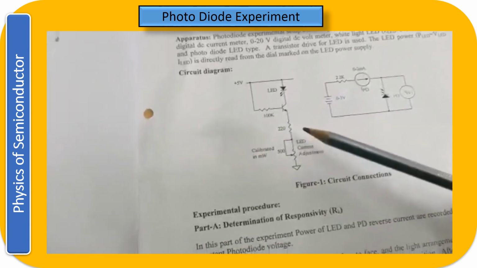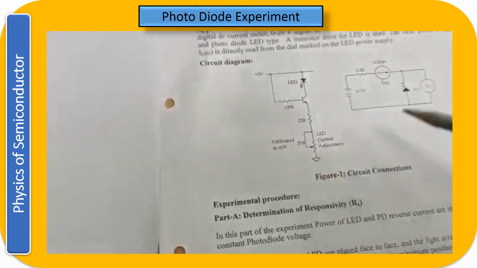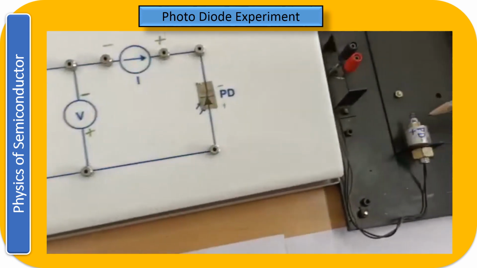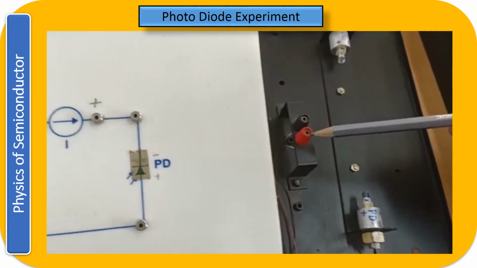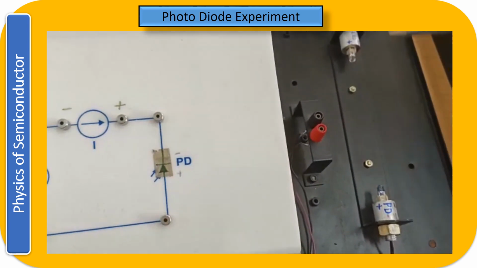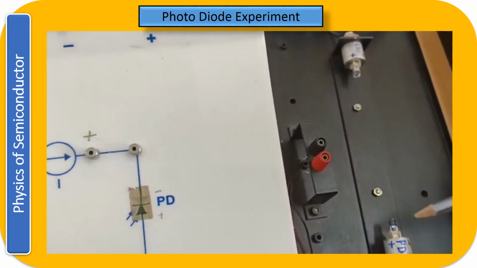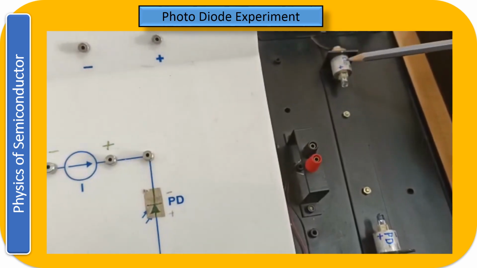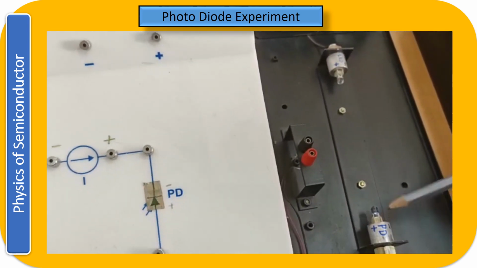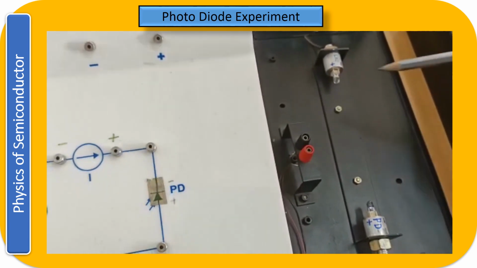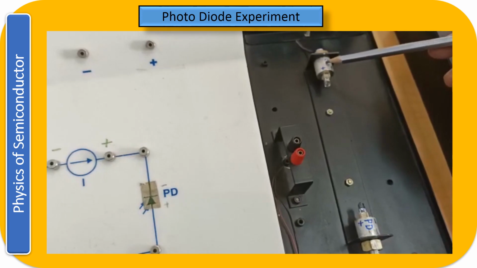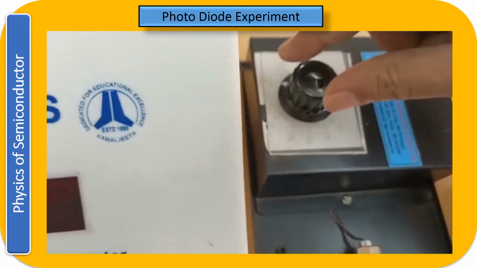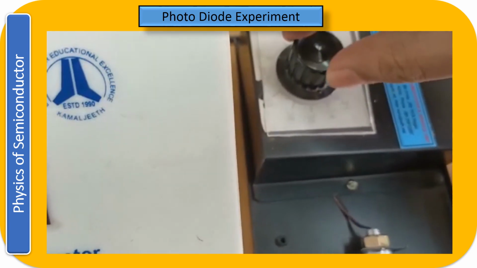Now I have explained the circuit diagram. Now we shall connect. You can see a photodiode here. This is the P side, this is the N side. Just opposite to the photodiode, you can see the LED, light emitting diode. Between photodiode and LED, the gap is around 10 centimeters. The LED converts electrical energy into light energy, whereas the photodiode converts light energy to electrical energy. To vary the intensity of the LED, you can see a pot here. By varying this pot, one can vary the power across the LED from 10 to 50.